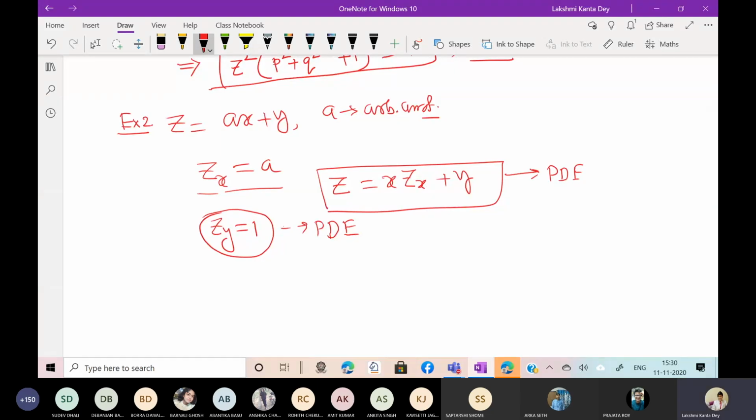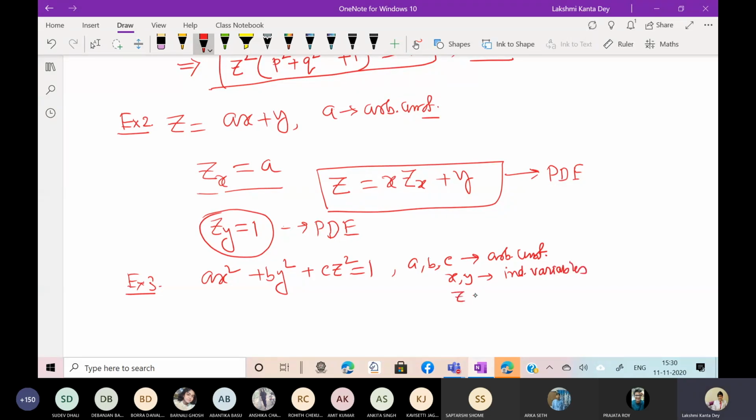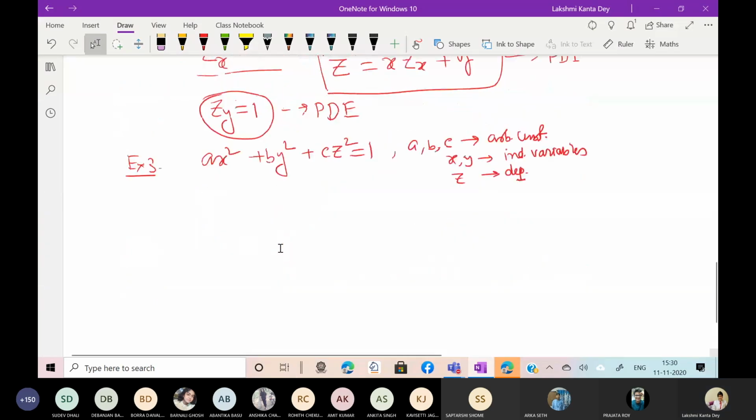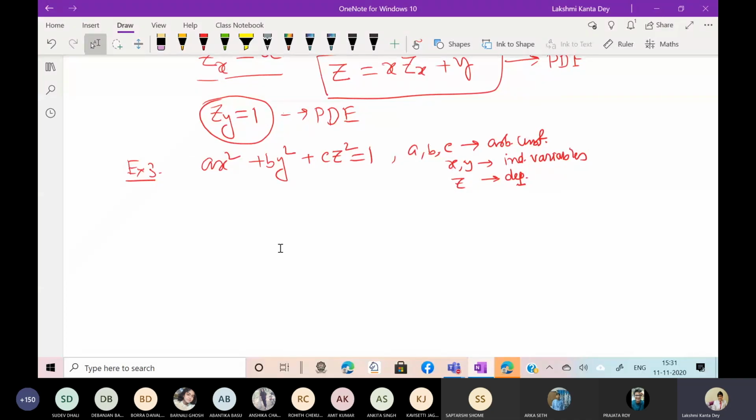Next, if I give another example, example number 3: ax² + by² + cz² = 1. In this case, a, b, c are arbitrary constants, x and y are independent variables, and z is dependent. Clear? In this case, what can we find from here? The order will be greater than 1. Let us find that, because the number of arbitrary constants is more than the number of independent variables.